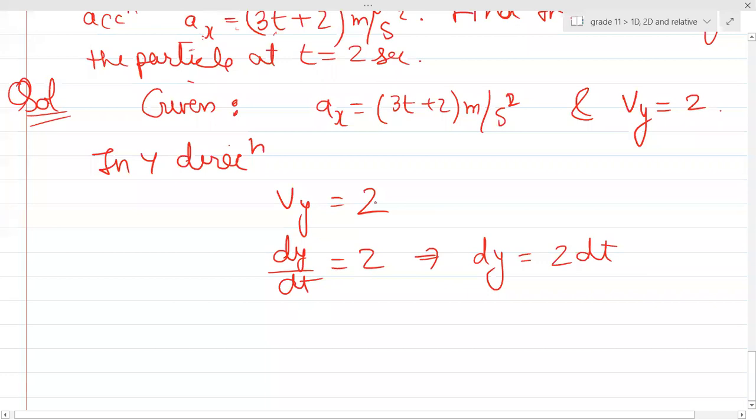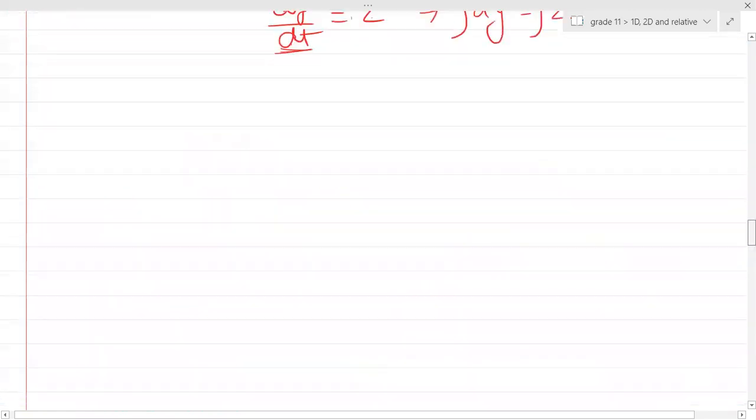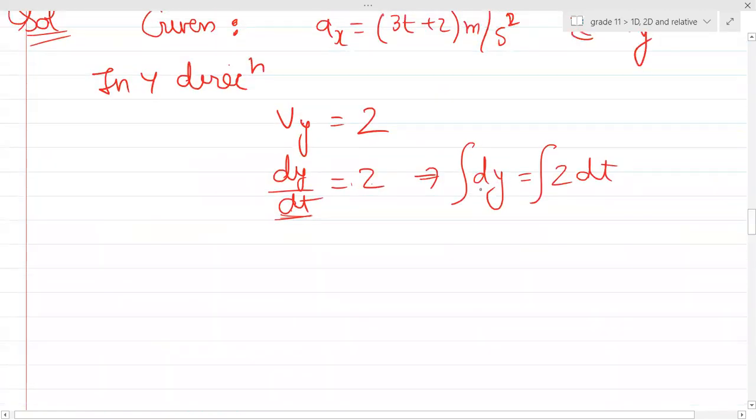So now dy by dt is 2. That implies, when you put this dt on the right hand side, it will become 2 dt, and then you will integrate on both sides. On integrating both sides, what will you get? Tell me, when the time starts, when t is 0, where is the object? Here on the left hand side, you have y coordinate, and on the right hand side, you have time coordinate.